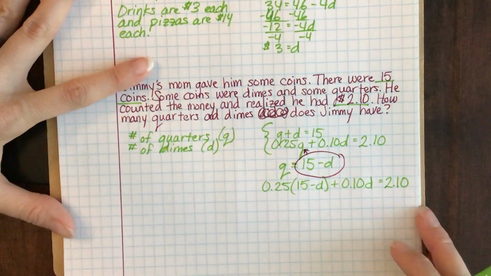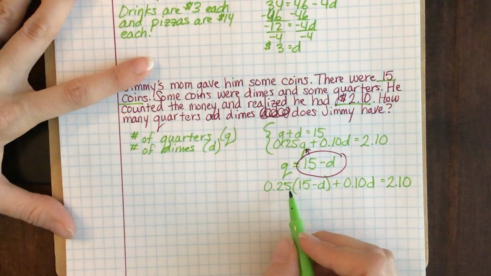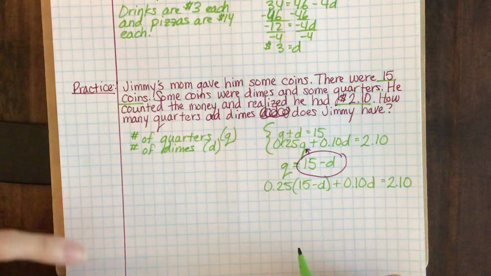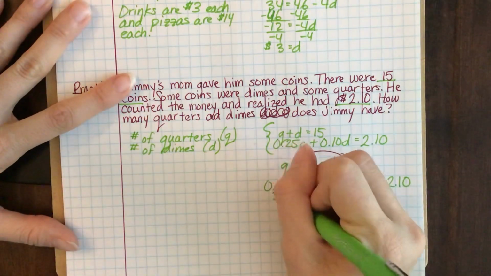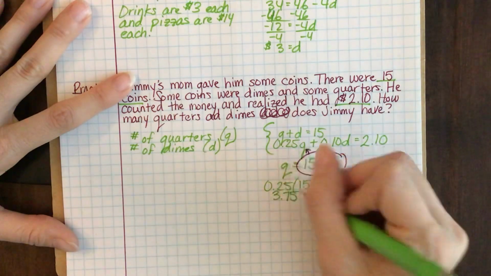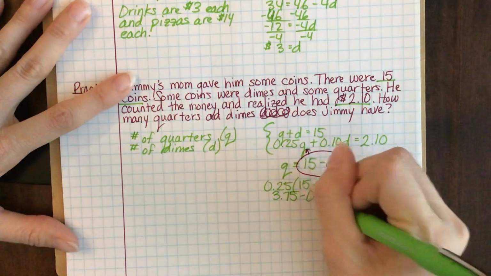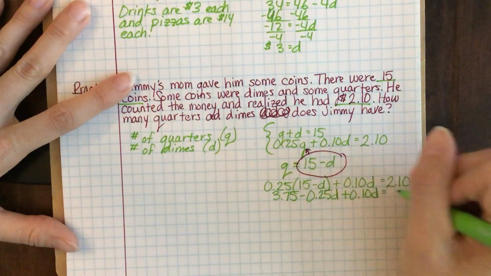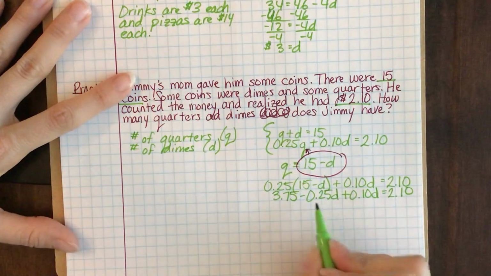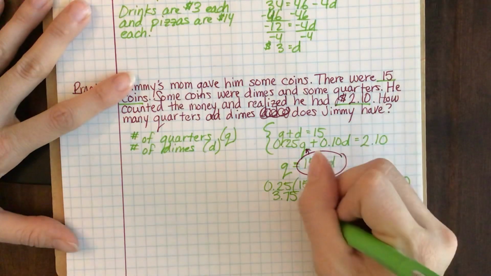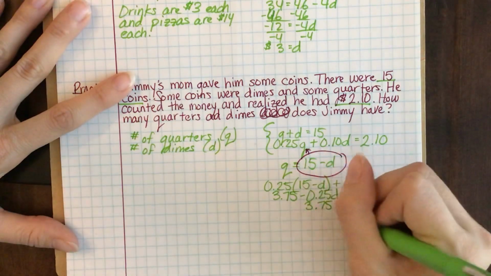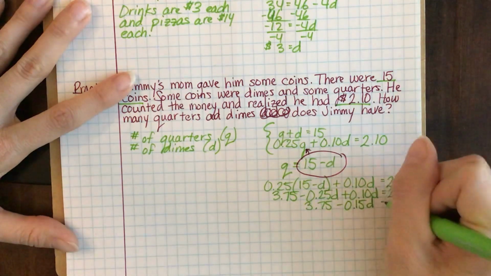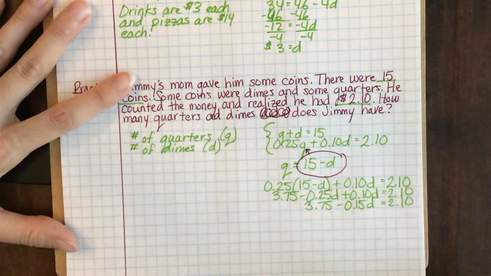Okay. Now I'm going to distribute. So 15 times 25 cents is going to be, what is that, $3.75? And then we can distribute 25 cents to the D as well. Okay, before I do anything else, I'm going to combine like terms here. So this will be $3.75 minus 0.15D is equal to $2.10.